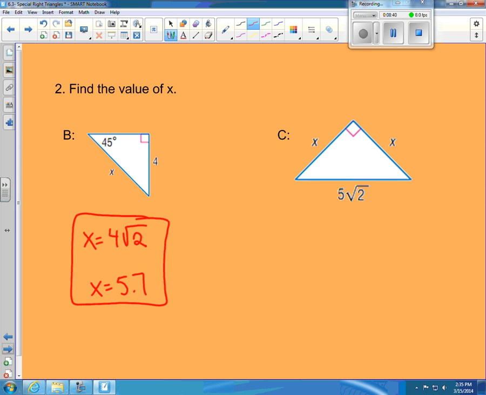All right, I want you guys to take a look at C. C, we're given the hypotenuse, and I ask you for the legs. I want you to come up with what is x equal and have that ready for us for tomorrow.